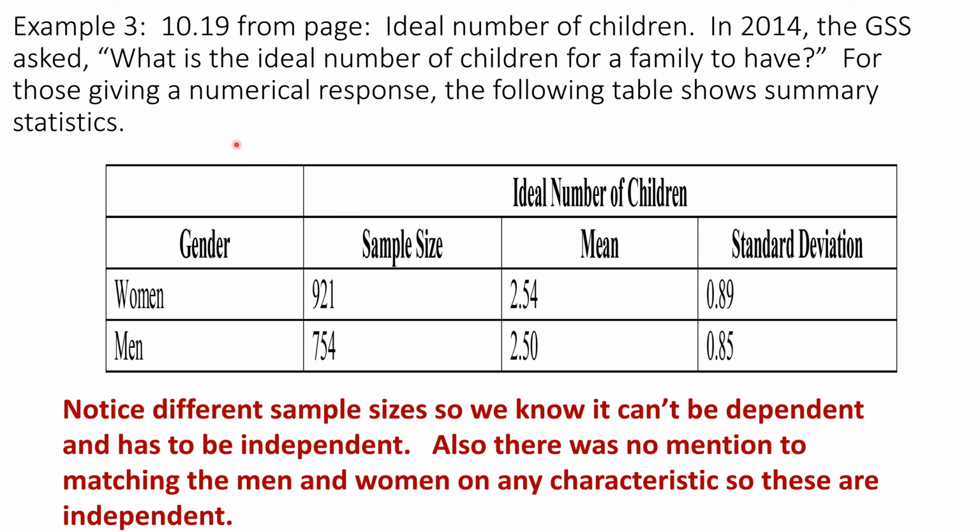This is an example from the textbook. You can pause this video and read the question. You need to notice the different sample sizes. So we know it cannot be dependent samples and has to be independent samples. There was no mention of matching the man and woman on any characteristic, so those samples are independent samples.